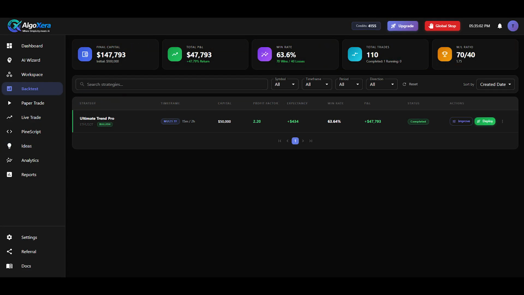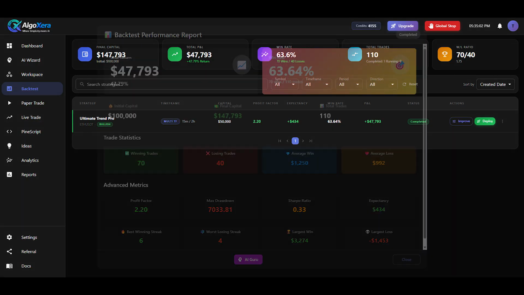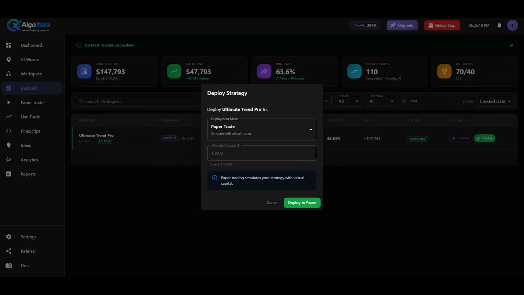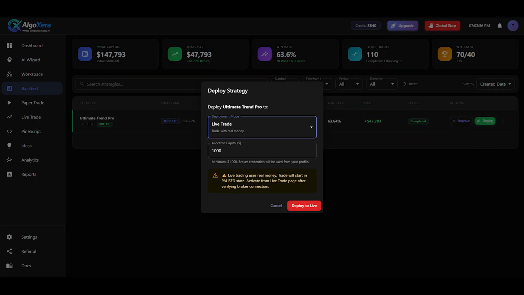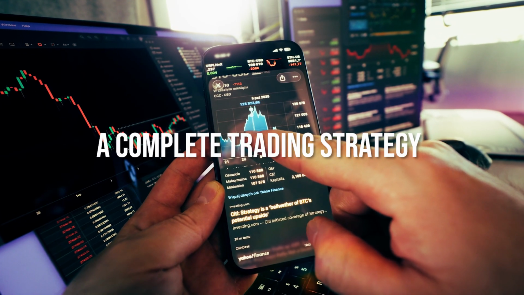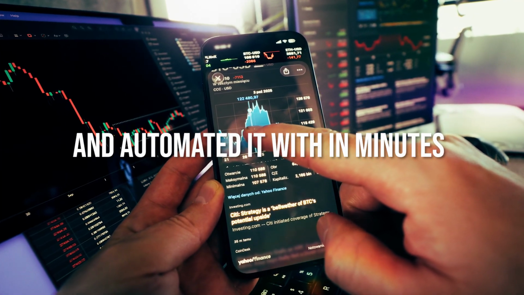In backtesting, you can analyze everything. How many trades were profitable? Your overall win rate, profit factor, average profit per trade, expectancy, and maximum drawdown. Once the backtest looks good, you can deploy the strategy to paper trading. And once you're satisfied with the results, you can automate it for live algo trading in less than 1 minute. And just like that, we successfully built a complete trading strategy and automated it within minutes.